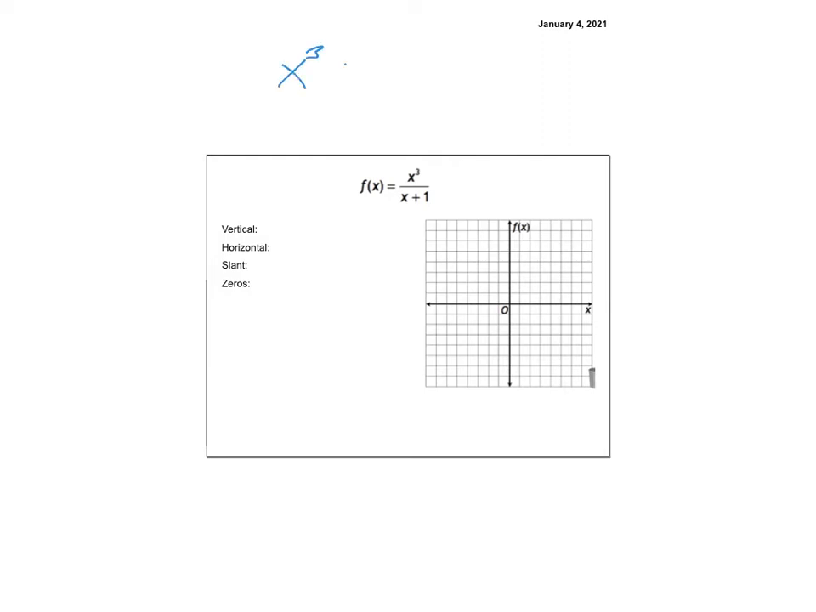So I have x to the third equals 0. Well, to undo that, I'm going to take the cube root of both sides. And that will give me 0. So I have the zero of this function: x equals 0. That just tells me my graph is going to cross at the origin. All right, so let's look for our vertical asymptotes here. Again, for my vertical asymptotes, I take my denominator and set it equal to 0. So I have a vertical asymptote at x equals -1.